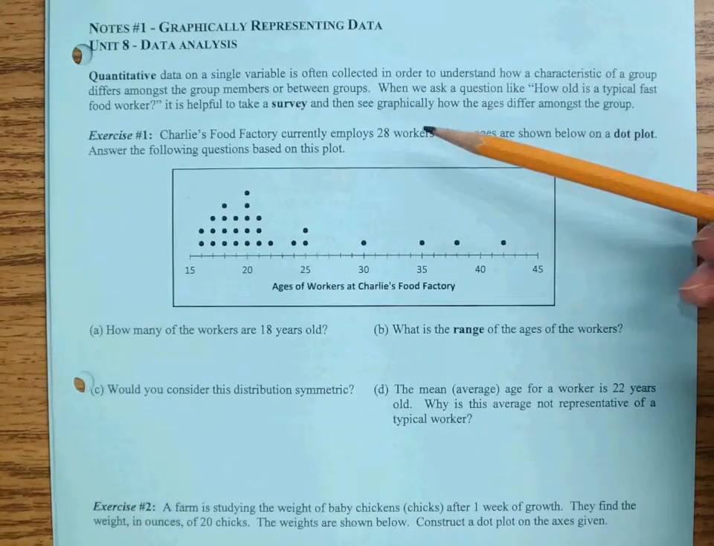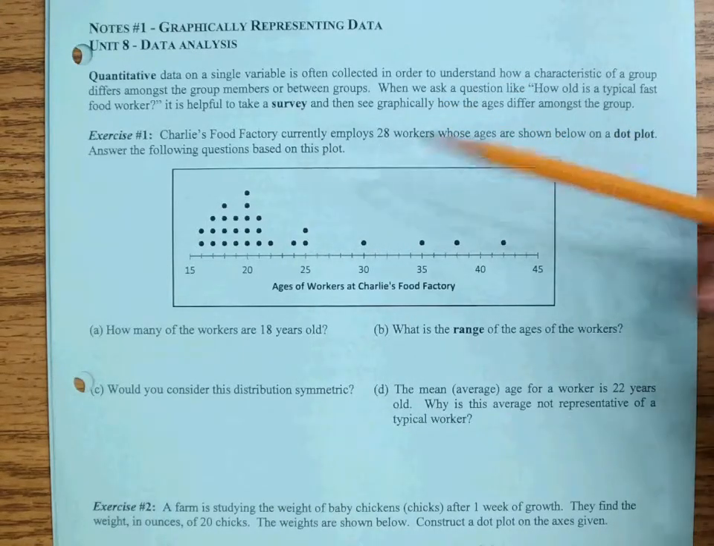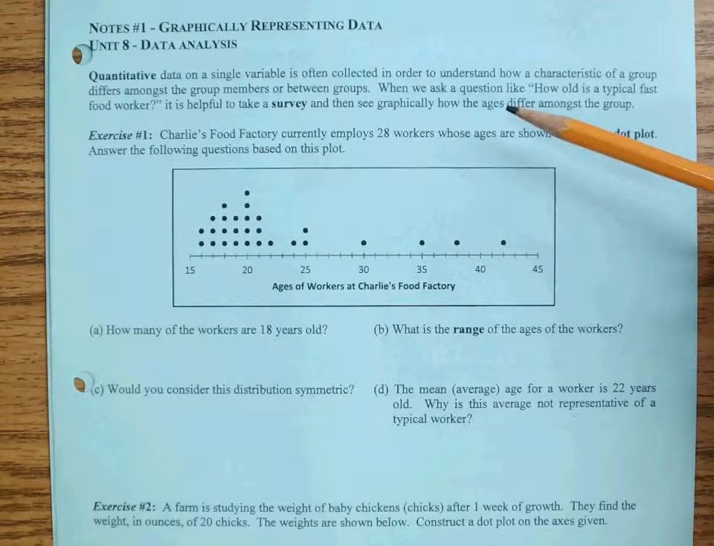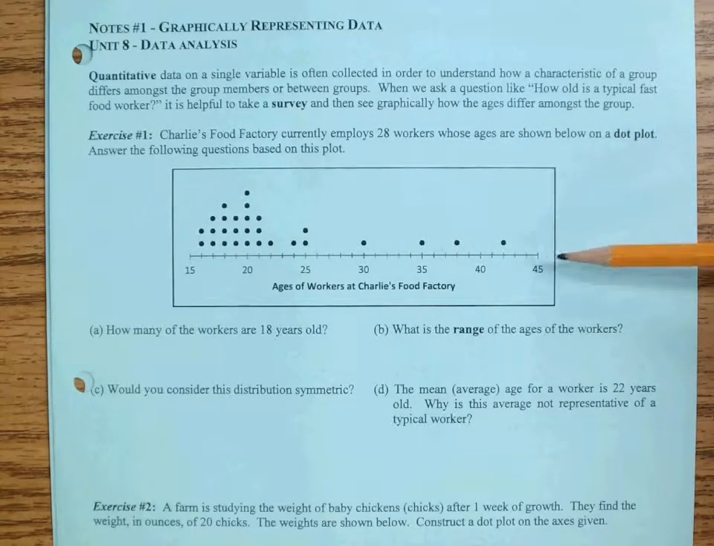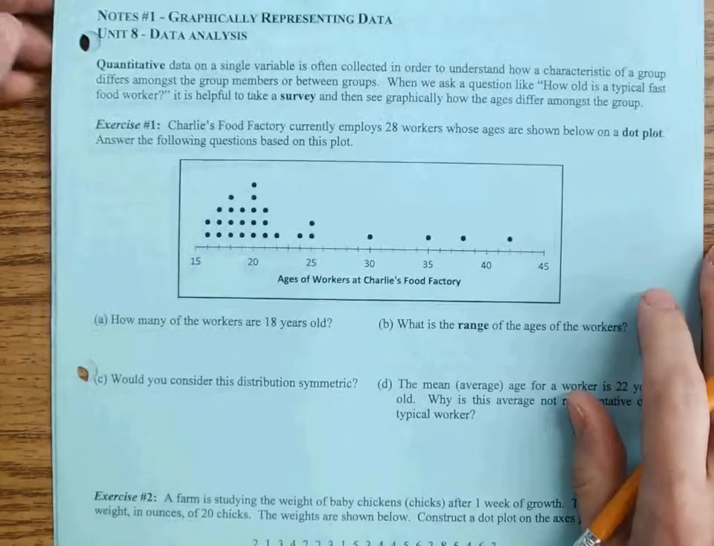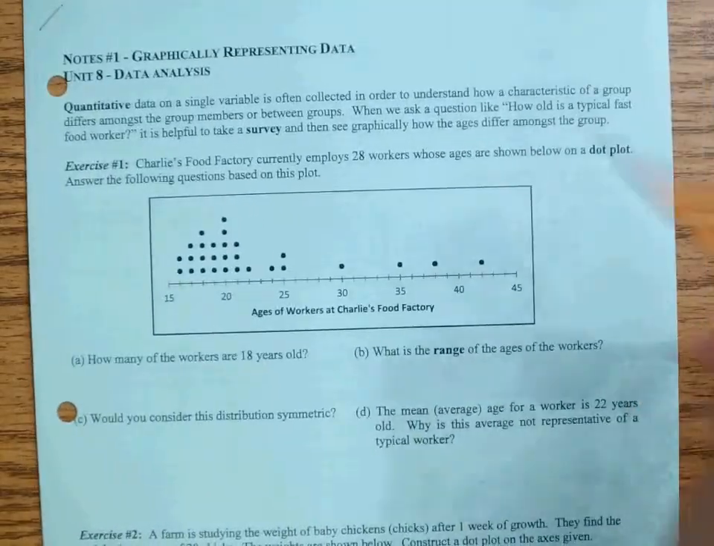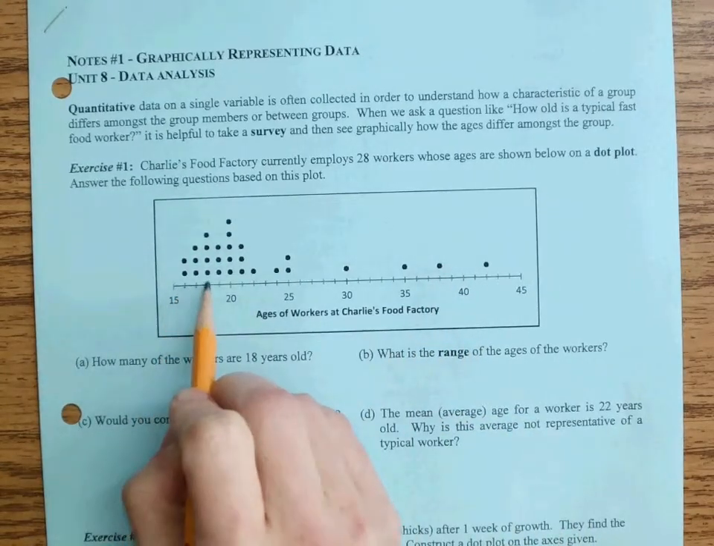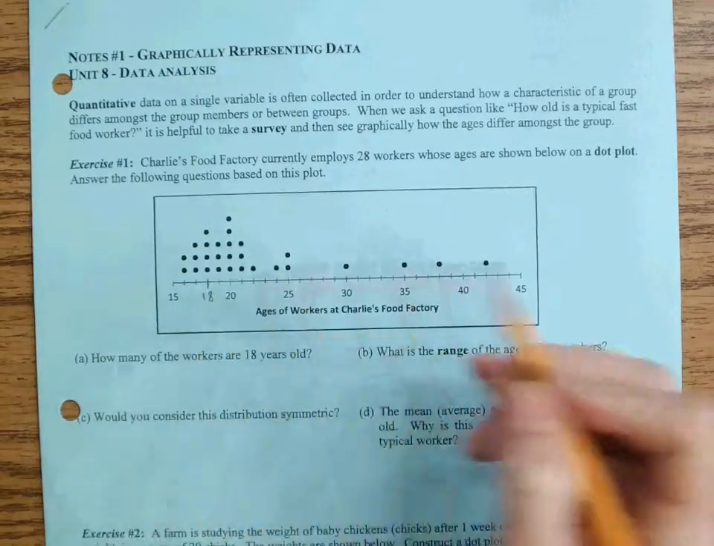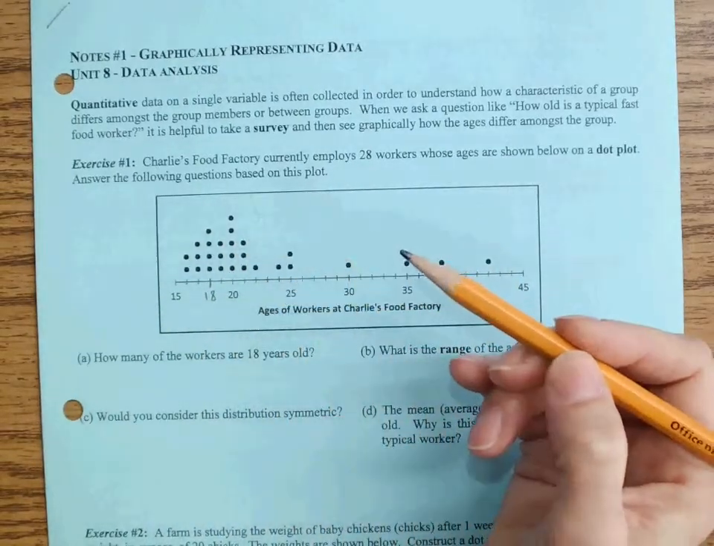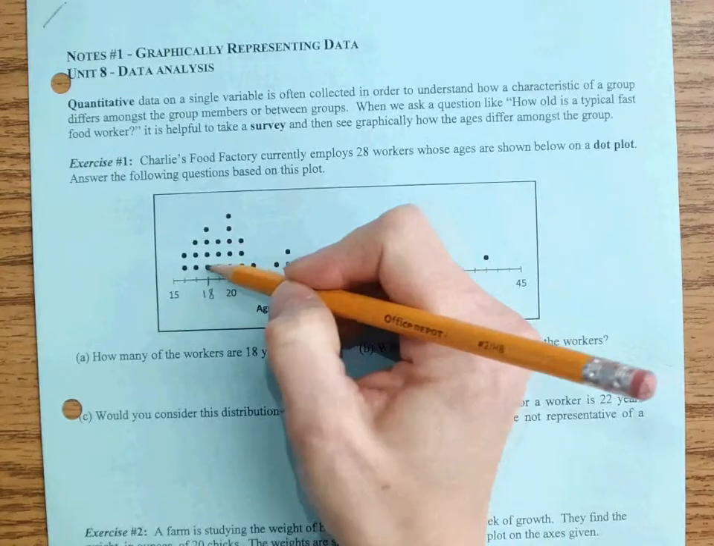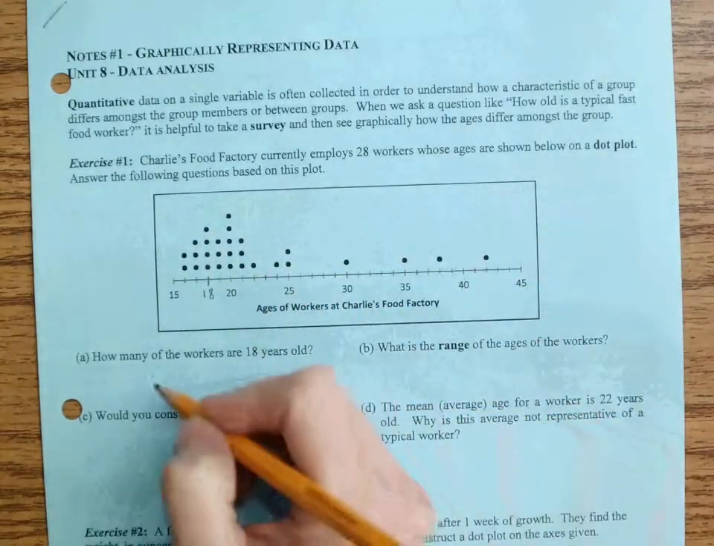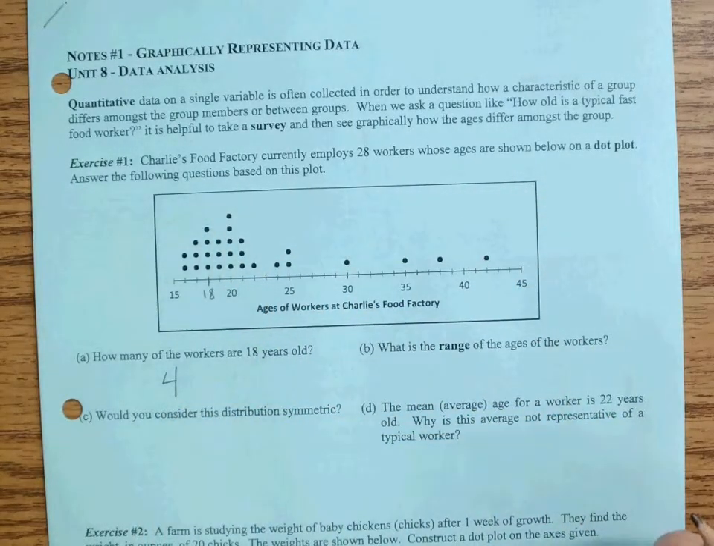In our first exercise, Charlie's Food Factory currently employs 28 workers whose ages are shown on this dot plot. We're going to answer the following questions based on this plot. First, how many of the workers are 18 years old? We need to find 18 on the number line. So here we have 15, 16, 17, 18. Each dot on this dot plot will count for one person. So we have 1, 2, 3, 4. 4 of the workers are 18 years old.